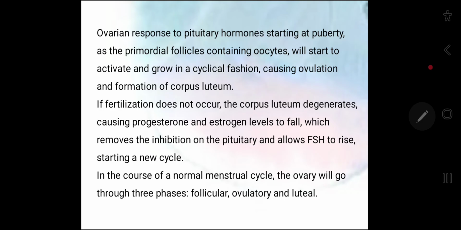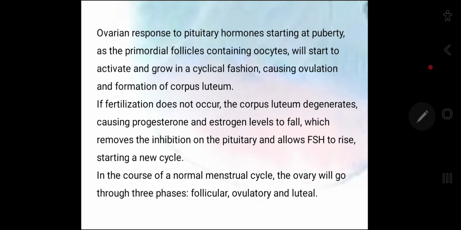Ovarian response to pituitary hormone starts at puberty. Before puberty, during childhood, the ovary is inactive and not stimulated by gonadotrophins. As we explained in the first lecture, the primordial follicles containing oocytes will start to activate and grow in a cyclical fashion, causing ovulation and formation of the corpus luteum. During folliculogenesis, these primordial follicles will develop and grow into the Graafian pre-ovulatory follicle. This is called the follicular phase.